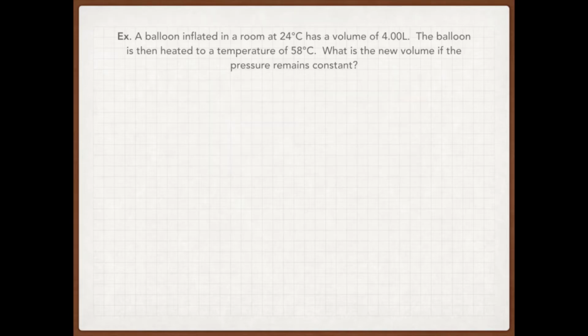Okay? So let's look at an example. Here it tells you a balloon is inflated in a room at 24 degrees Celsius and has a volume of 4 liters. The balloon is then heated to a temperature of 58 degrees Celsius. What is the new volume? So I'm going to be using my Charles' law, V1 over T1 equals V2 over T2. Keep in mind, your temperature must be in Kelvin.